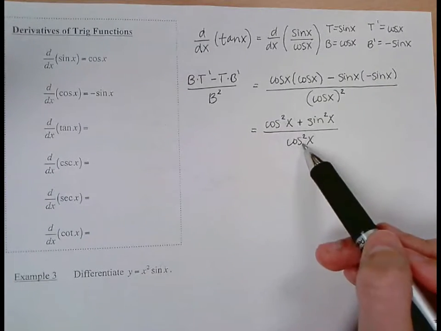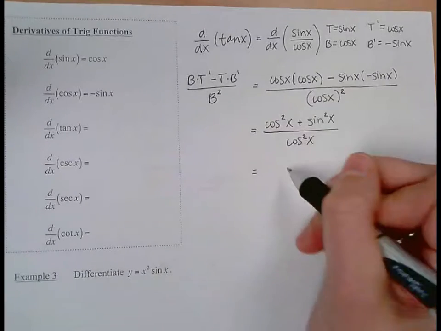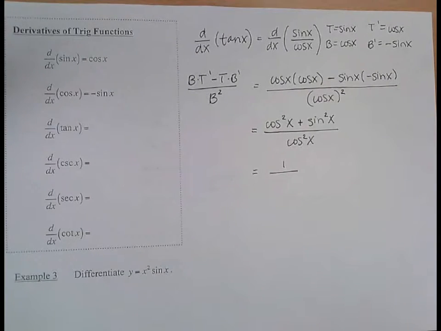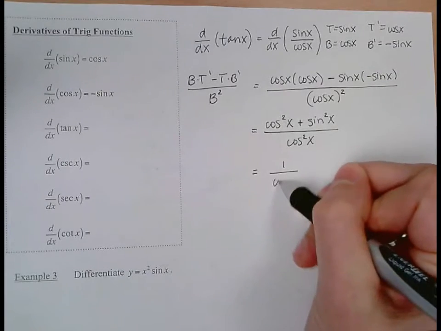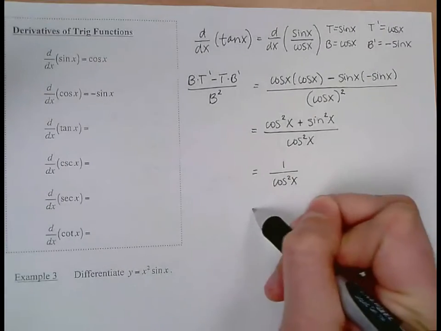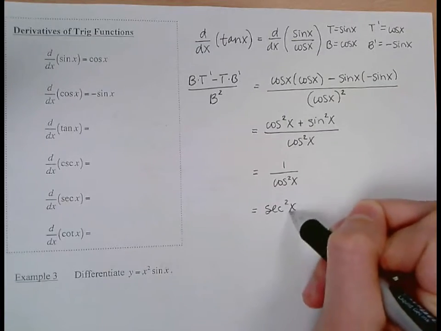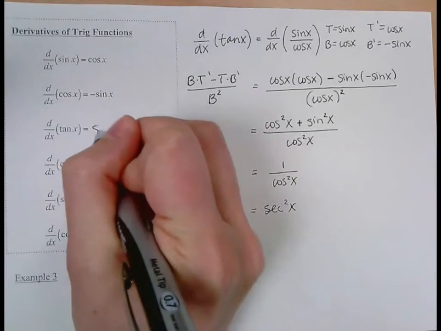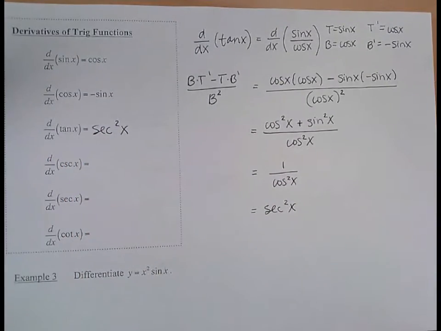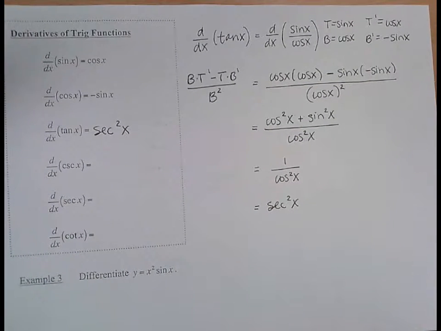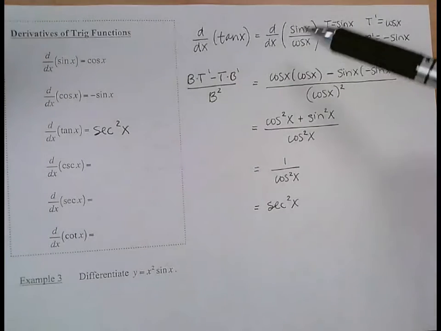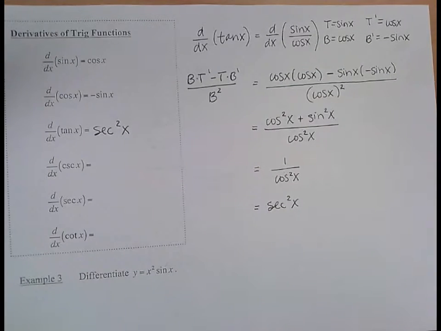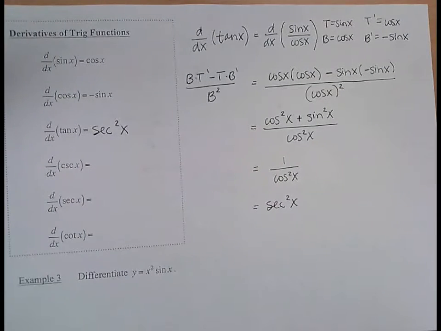Well, these don't cancel. The top is 1, cosine squared plus sine squared is 1. 1 over cosine squared is secant squared x. So the derivative of tangent is secant squared x. So anytime you have to find the derivative of tangent, you do not have to do this. Again, I know this is kind of where the memorization comes in. You just need to know the derivative of tangent is secant squared.